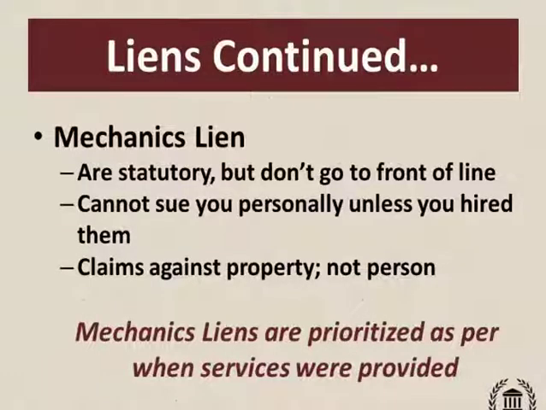And a mechanics lien is a claim against a property, not a person. So they can't sue you personally, unless, of course, you're the one that hired them. What they do is they file a mechanics lien, and it goes in order of priority of when the obligation underlying the mechanics lien accrued, when the underlying services were provided, which is usually going to be back of the line. Usually. Make sense?